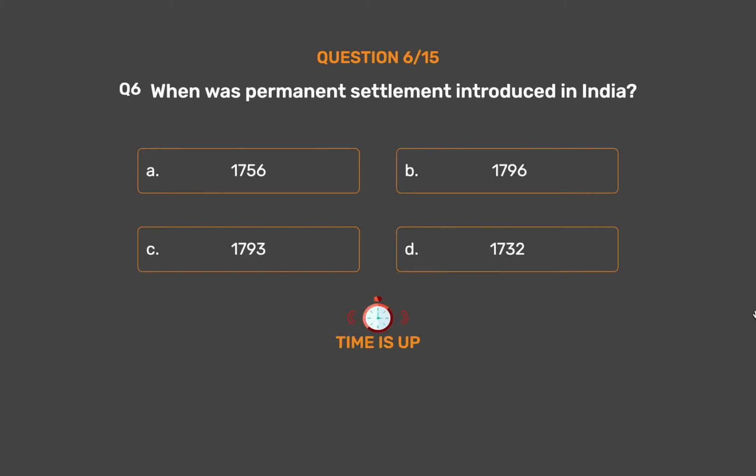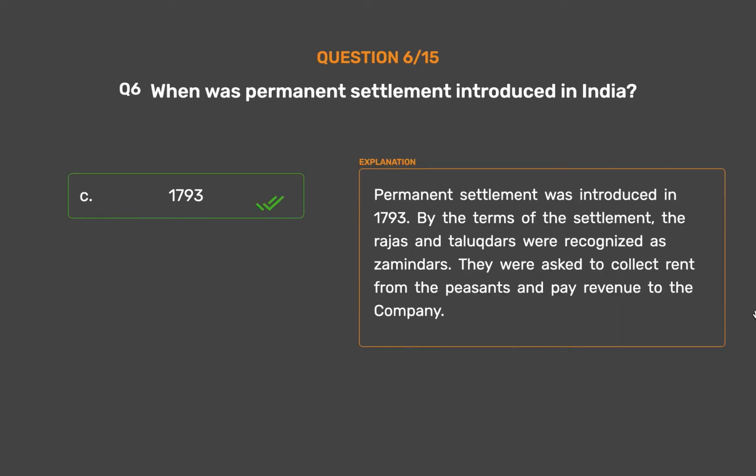The correct answer is Option C. 1793. Permanent settlement was introduced in 1793. By the terms of the settlement, the Rajas and Talukdars were recognized as zamindars. They were asked to collect rent from the peasants and pay revenue to the company.